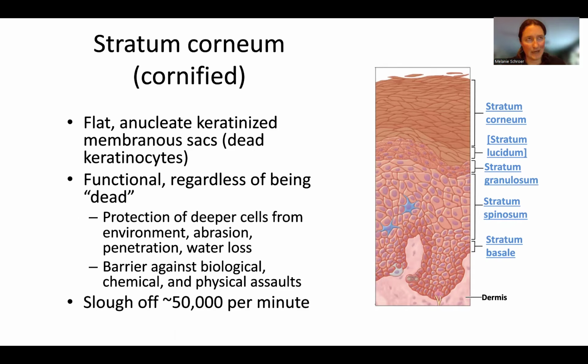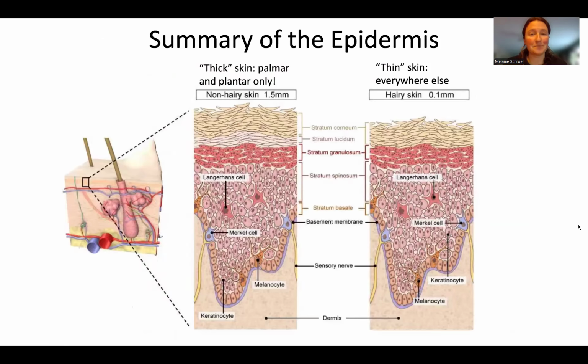It is this layer of cells that is constantly being sloughed off at the rate of about 50,000 cells per minute. So we do lose lots and lots of cells from the stratum corneum, but fear not, we are constantly making replacement cells down here in the stratum basale.